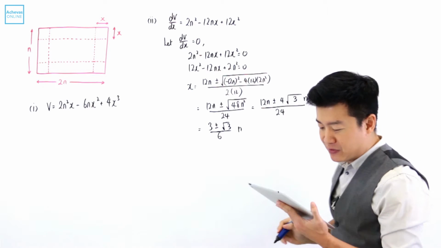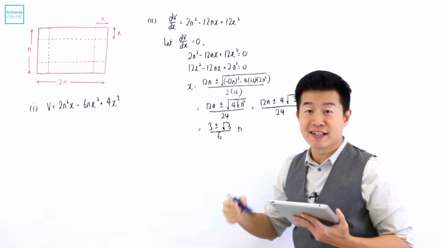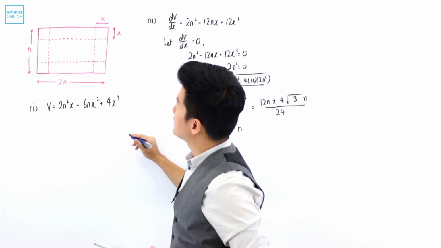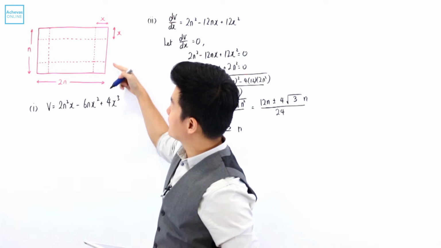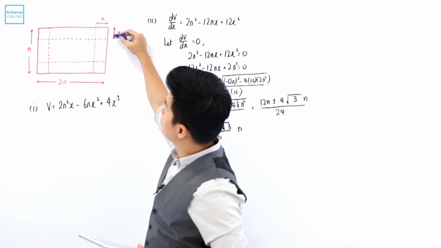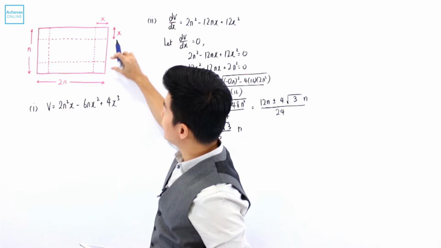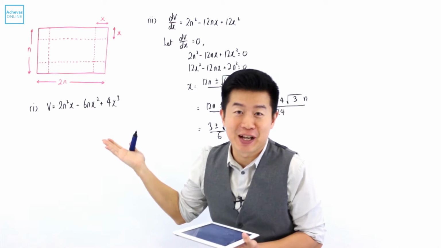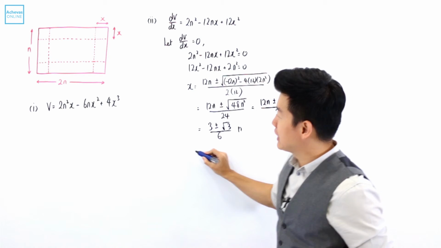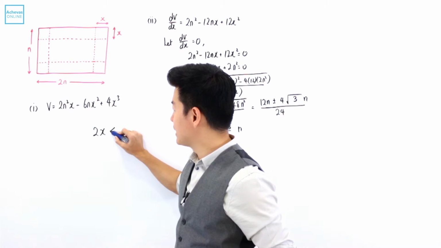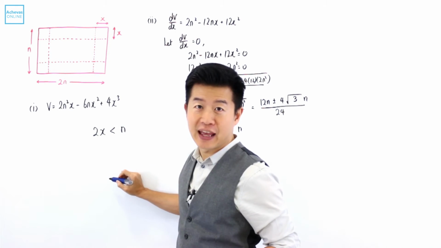But only one of these values of x is going to be accepted. Why is that so? Because if I were to look at what I have here, the condition that must hold is that 2x must be less than n. Because this is x, this is x. If I were to add them together, it cannot exceed n, or else there's nothing to cut out from the cardboard, isn't it? So I must make sure that 2x has got to be less than the length n.